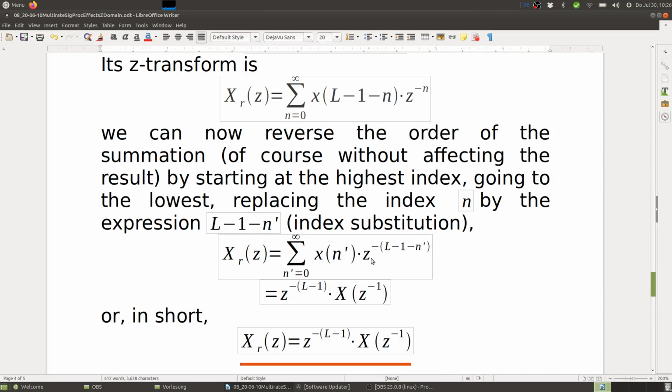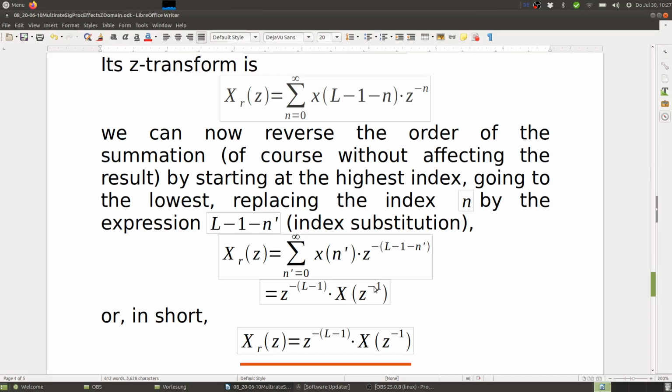And then we have a modified exponent of our z. So instead of having z to the minus n, we now have z to the minus (L minus 1 minus n prime). And this is basically a constant, the first part. The z to the minus (L minus 1) is not dependent on n prime, and hence we can factor it out of this sum, so it can go in front of the sum. That's what we see here in the next row. You have z to the minus (L minus 1) in front of the sum, and then the sum here is simply the Z-transform of x, but with a minus sign here.